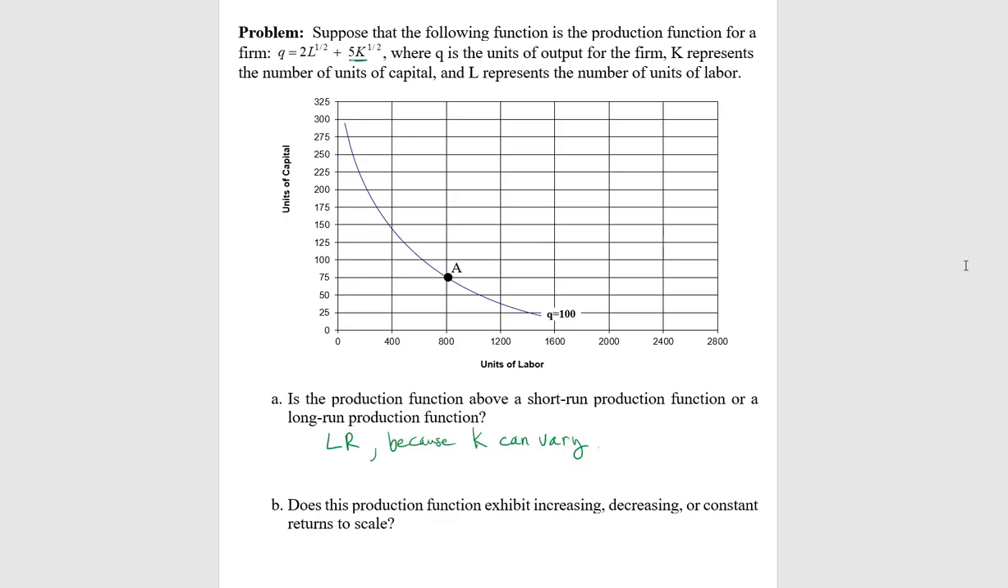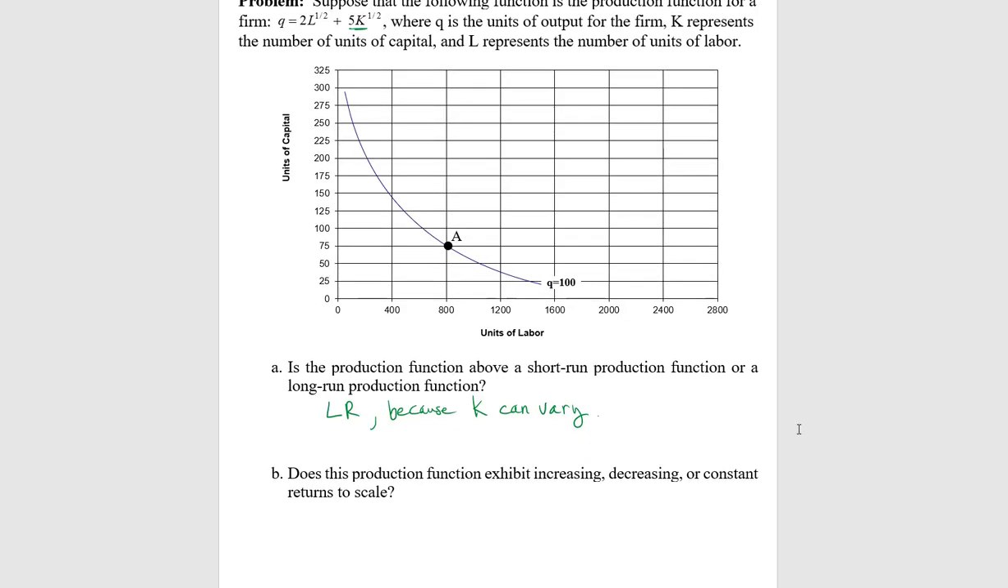Now to a little bit more of a difficult question. Does this production function exhibit increasing, decreasing, or constant returns to scale? The easiest way to answer that question would be to plug in values and see what we get. We have a point that's already been provided for us. We know at 800 and 75 we get 100 units of output. So we could double the 800, double the 75, plug them in, and see if output is greater than 200. If it's greater than 200, it's increasing. If it's equal to 200, it's constant. And if it's less than 200, we have decreasing returns to scale.